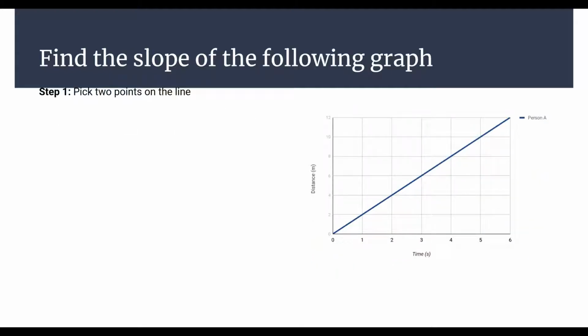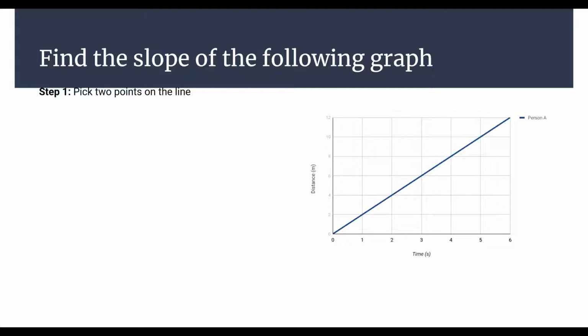Alright, so let's look at an example. We want to find the slope of this line here. We have a distance in meters, and we have a time in seconds. So right away we know that this line is telling us the speed of person A. Now we don't know what they're doing, we just know we have a graph of person A and they're moving, and we know that they're at a constant speed because this is a straight line. Again, we know it's speed because we have distance and we have time, because the two things we need for speed are distance and time. If we have those two things, then right away we know we're finding speed.